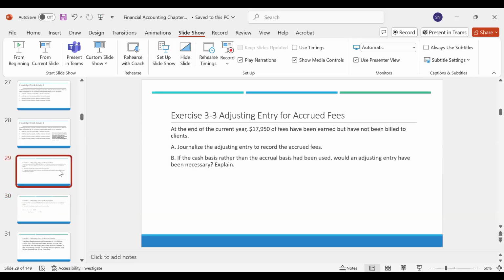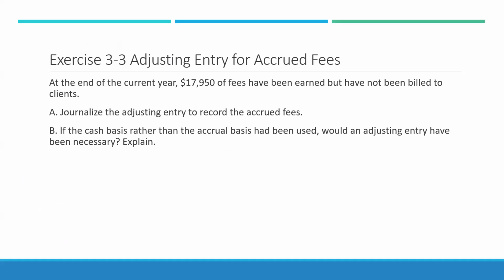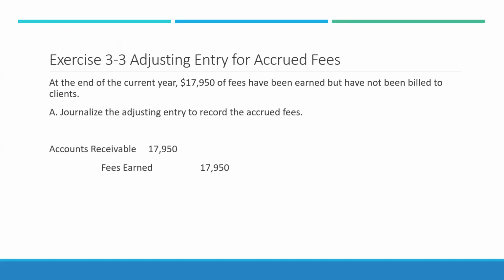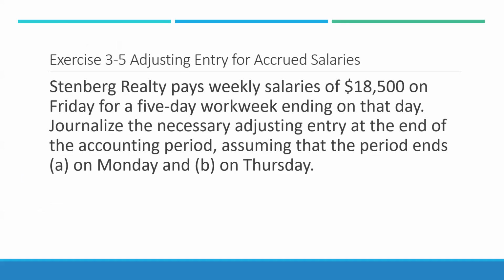Now, the next question says, if the cash basis rather than the accrual basis had been used, would we even need an adjusting journal entry? The only reason we're doing adjusting journal entries is for the accrual method. If you're using the cash method, you don't need any adjusting entries because there's nothing to adjust. Got it?